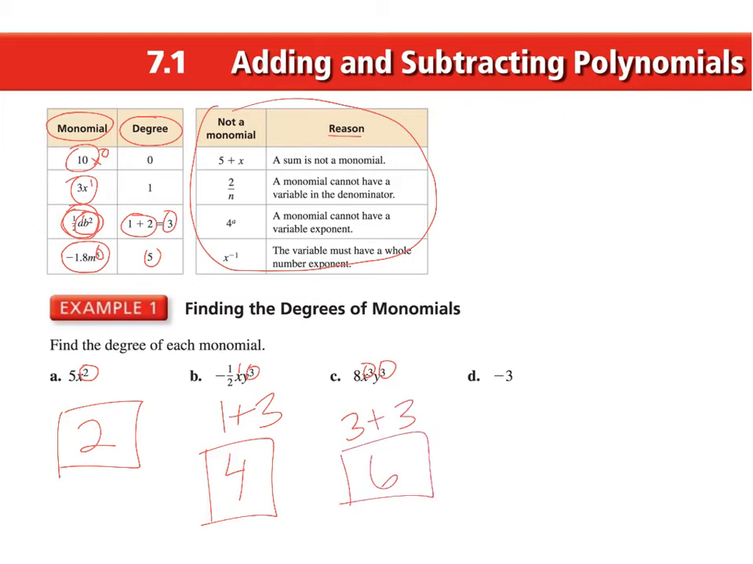And here there isn't a variable, but I could put one there. And what would the power be for it in order for it to disappear? It would be 0. So the degree is 0. That's all there is to it.